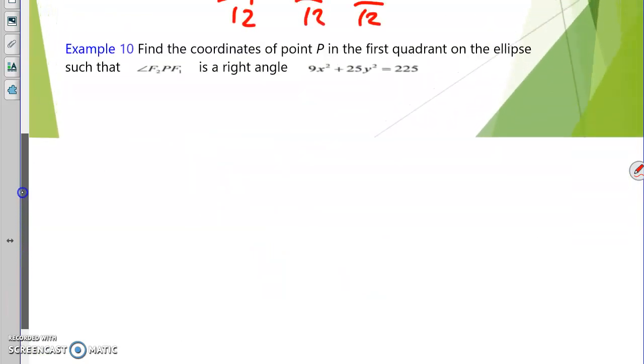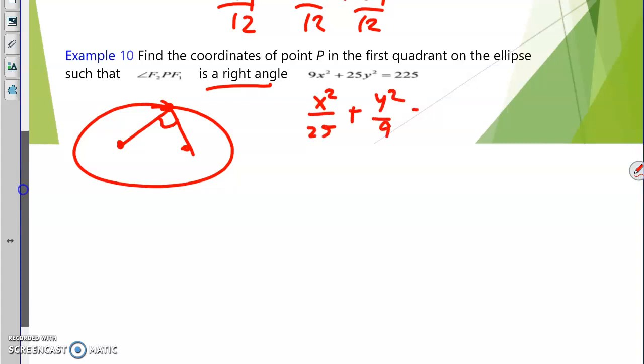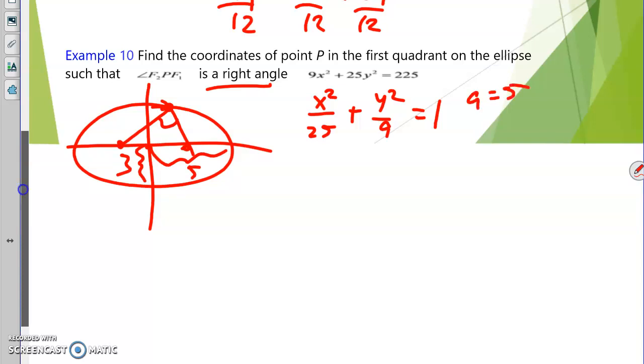And here's what's going on in this one. I have a point someplace out here. I have a couple of these. And they're saying that this is going to be a right angle to this right there. So we know that our ellipse in standard form is going to look like x squared over 25 plus y squared over 9 equals 1, which makes my center here at (0, 0), and my a here is 5, and my b here is 3. And so if my a is 5 and my b is 3, that'll make my c equal to 4.